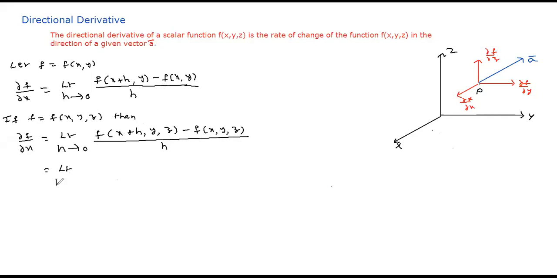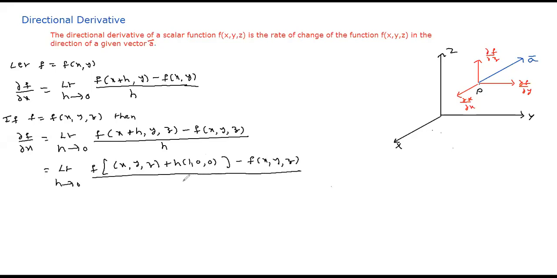Can I write like this? Limit h tending to 0, f of (x, y, z) plus h into (1, 0, 0), minus f of (x, y, z). Can I write like this? Yes, sir. h into (1, 0, 0) is (h, 0, 0), so x plus h, y plus 0, z plus 0. Can you see this? These two are the same, sum of ordered pair triplets.